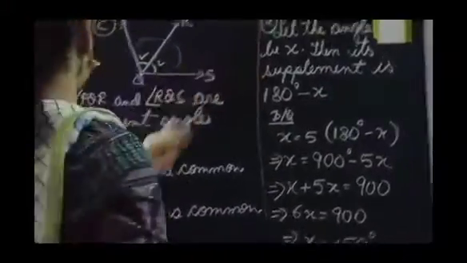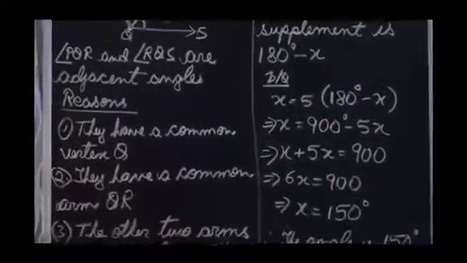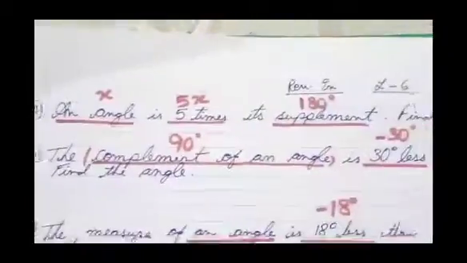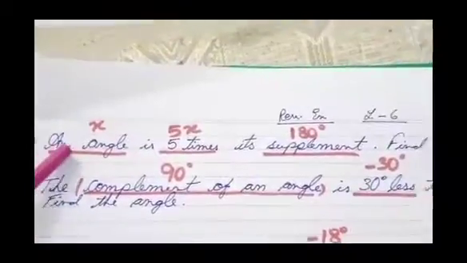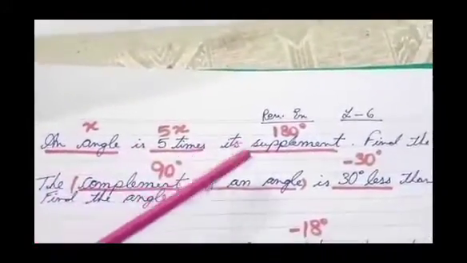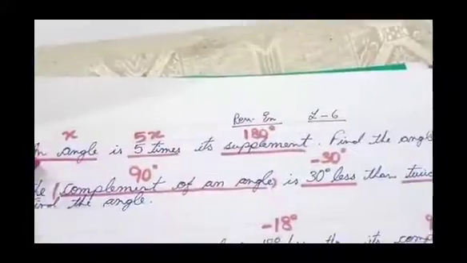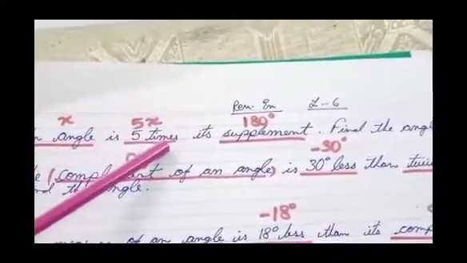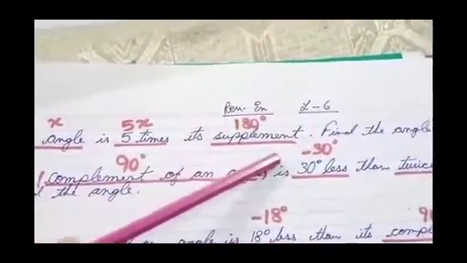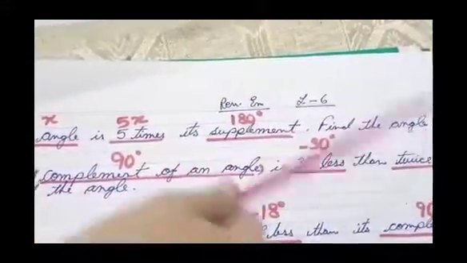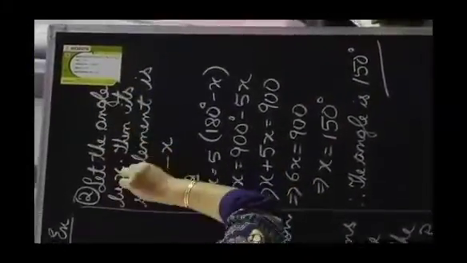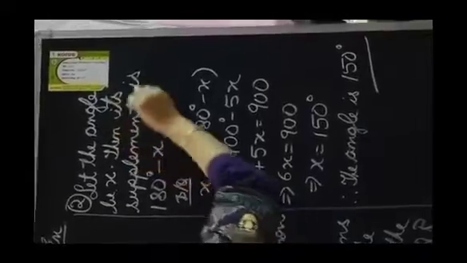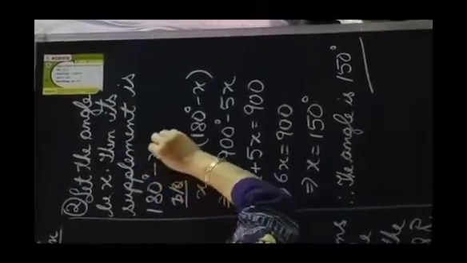Now let us come to question number 2. Now let us see what is given in the question. An angle is 5 times its supplement. Find the angle. So let the angle be x. 5 times means 5x. When the word supplement comes, you know it is 180 degrees. Let the angle be x. Then its supplement is 180 degrees minus x.